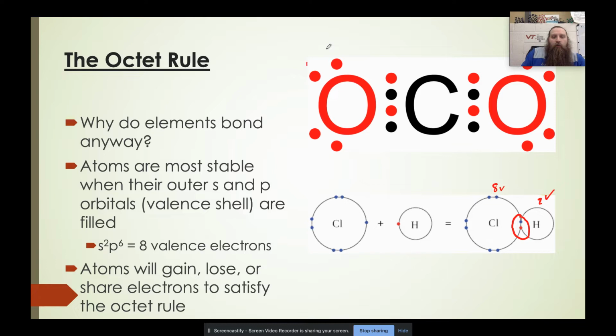Oxygen here has 1, 2, 3, 4, 5, 6, 7, 8. So it's happy. Carbon has 1, 2, 3, 4, 5, 6, 7, 8. It's happy. 1, 2, 3, 4, 5, 6, 7, 8. So that oxygen's happy. So we're trying to satisfy the octet rule. We're trying to stabilize our outermost valence shell by filling it full of electrons.